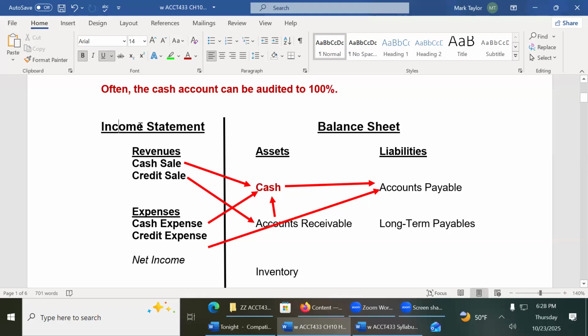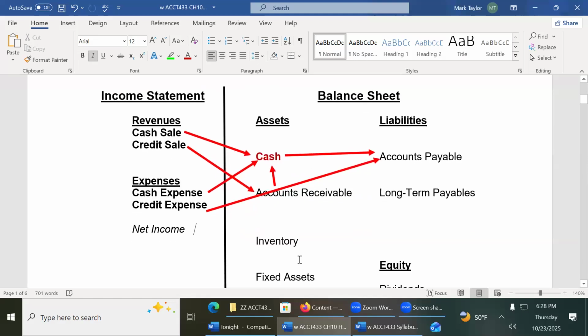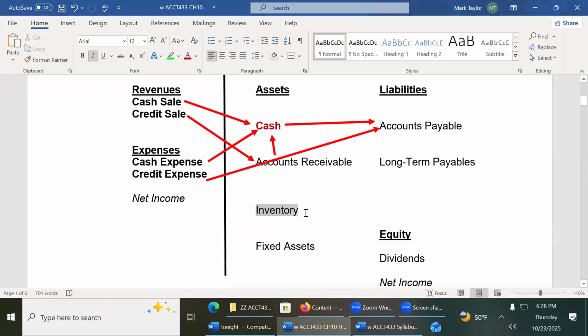The income statement is actually the hardest thing to verify, but going through the cash account, basically you can verify all that. And the same thing goes for these other accounts. If you buy inventory, it's the same thing. If you buy it with cash, it's got to come out of cash. If you buy it on account, it's going to be accounts payable. You've got to pay off the accounts payable.